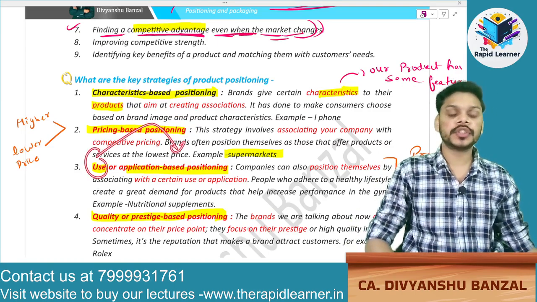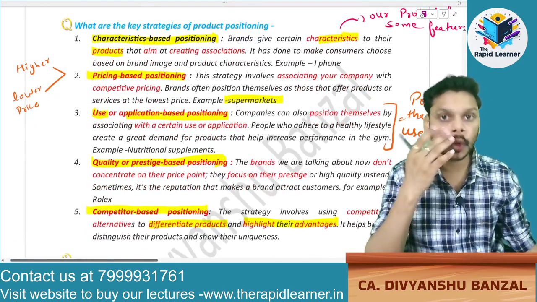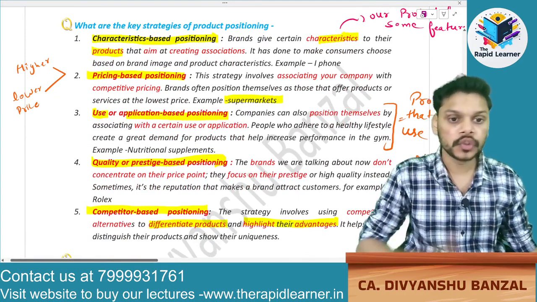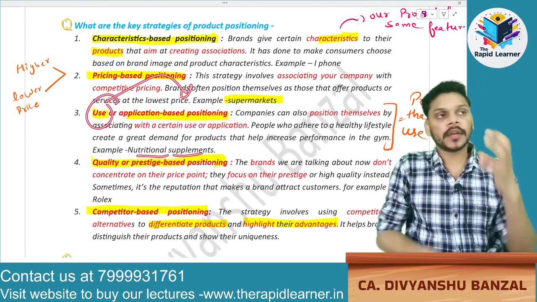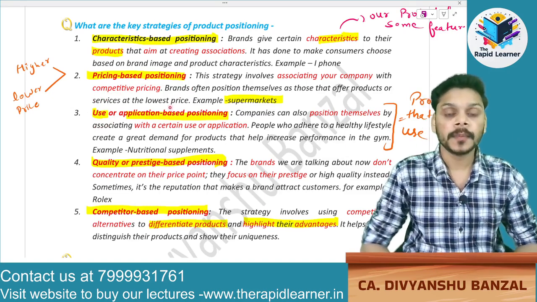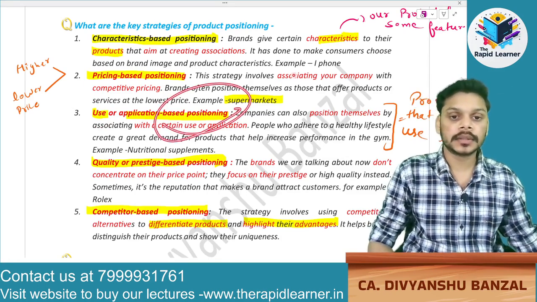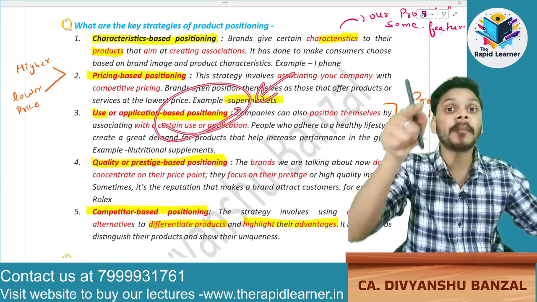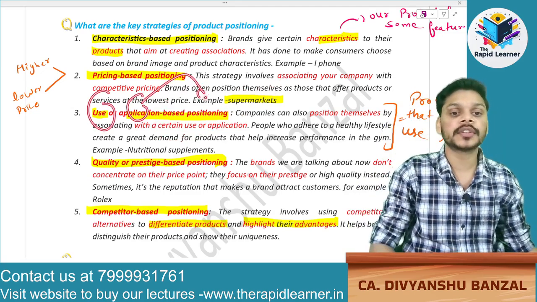Use-based positioning. Like cream, we are selling oil, we are selling some nutritional supplement. So if I have a special cream, and if you are using that cream, or we have created a brand for that cream, then it will create a position in your mind. Simple. This cream is so awesome. So use or application-based positioning.